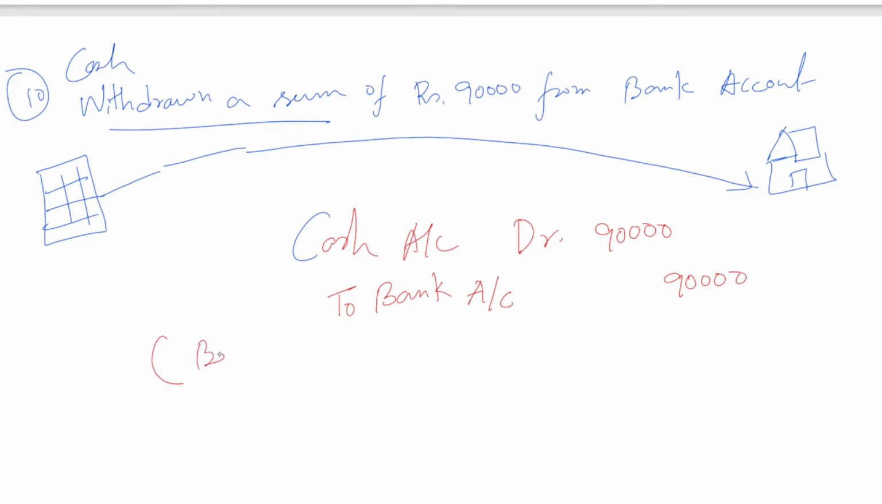Being cash withdrawn from the bank account. You can write the account number if there are so many accounts. You can write like this, or you can write drawn from bank account. Correct, no problem.